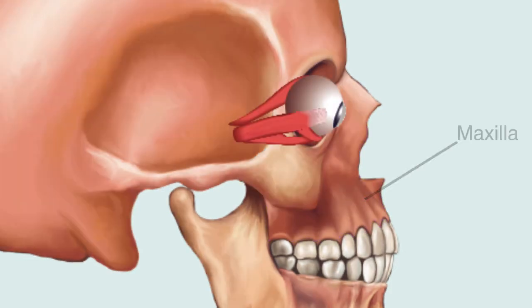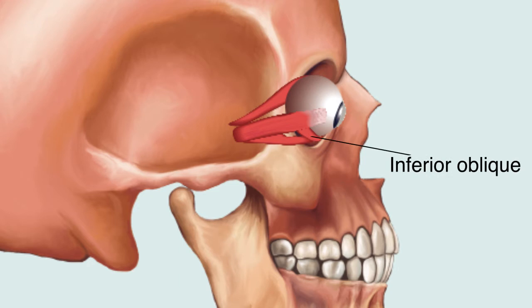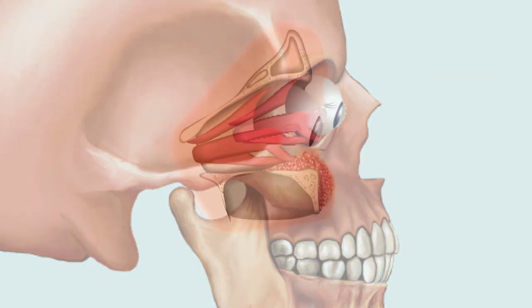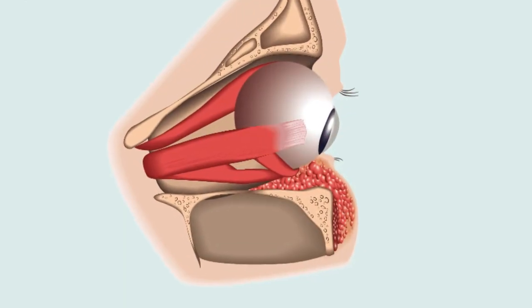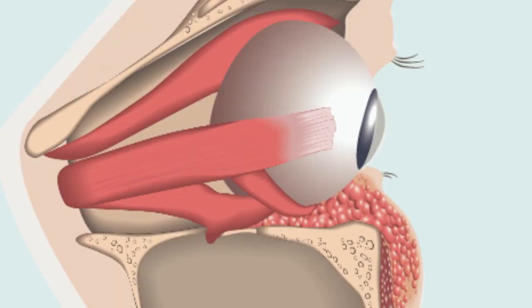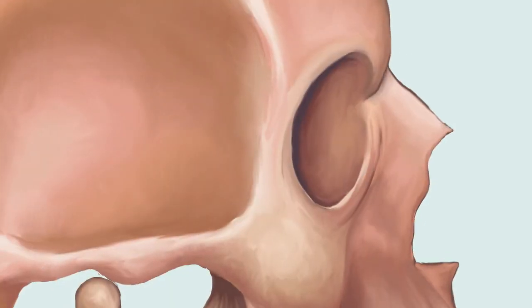Considering that the floor of the orbit, known as the maxillary bone, is the weakest part of the orbit, the eye can be forced through the fractured bone and become trapped in the maxillary sinus within the cheekbones. When the bone breaks, the inferior muscles of the eye can also get trapped within the fracture.